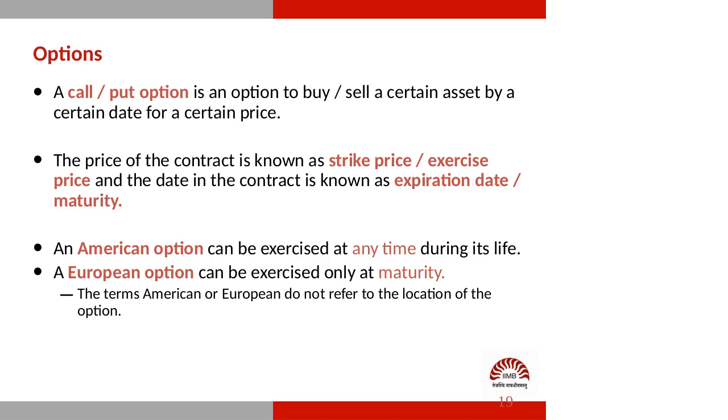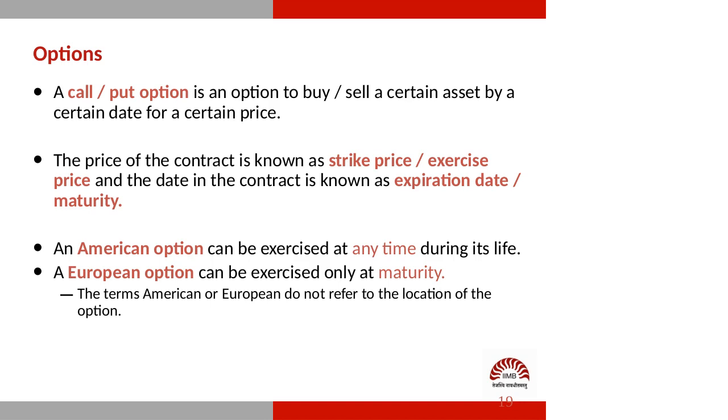Even if you think there are possibilities of the option being exercised early and you can make money from it, a European option does not allow you to exercise early. On the other hand, the American option allows you to exercise at any point during the life of the option.